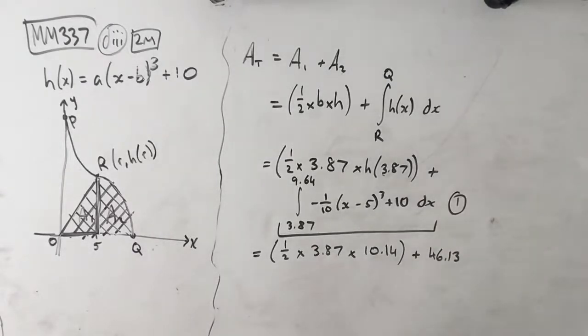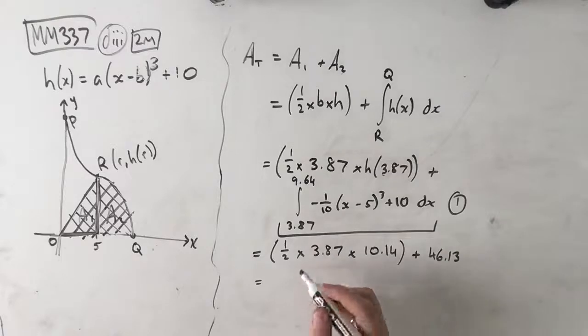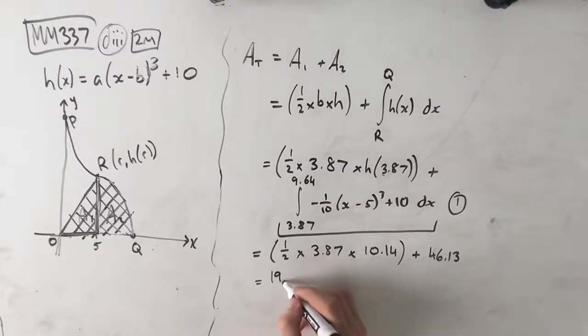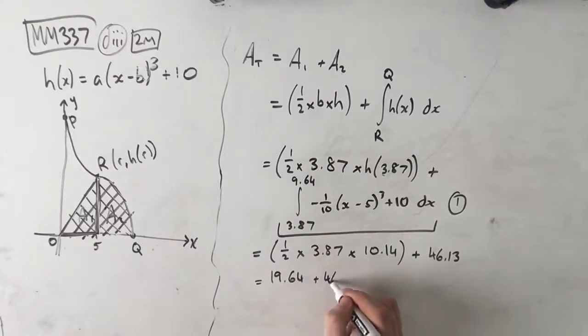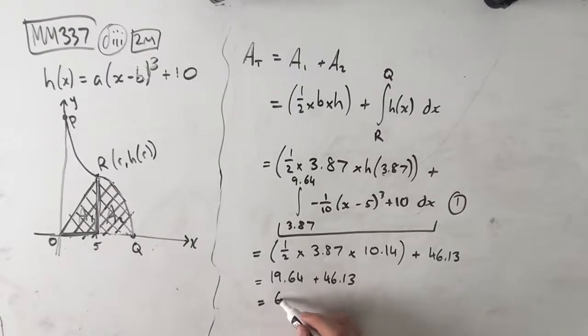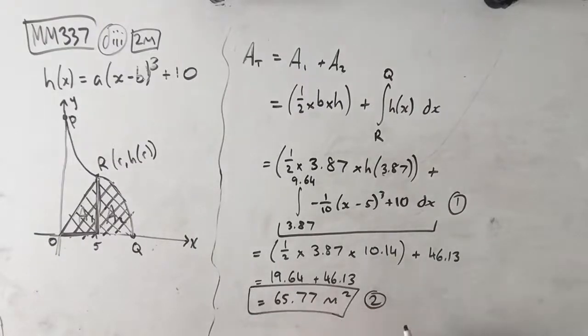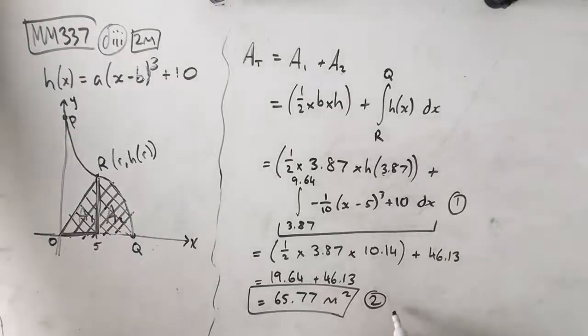Cool. It's only a 2-mark question, so the working doesn't have to be fully there, but you need to make sure that you show that you understand what's happening. So then we get 19.64 plus 46.13, which gives us an area of 65.77 meters squared. Now that's our second and final mark for question MM337, and that's it for that one.